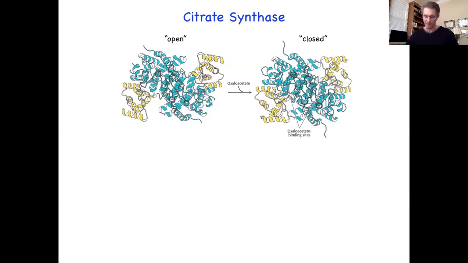For citrate synthase, the binding site in the active site for acetyl-CoA does not even exist in the open form of the enzyme. Oxaloacetate has to bind first before the binding site even exists. So there's no way for CS to bind and accidentally hydrolyze acetyl-CoA before the other substrate it needs, oxaloacetate, is sitting there and ready to go. That's a key idea for how this enzyme works.